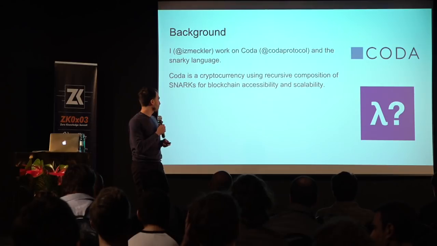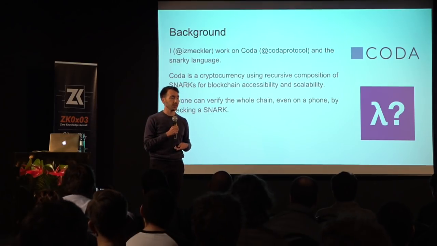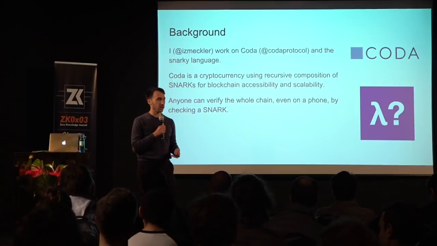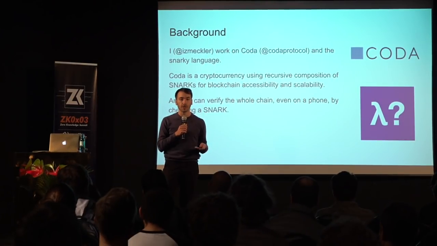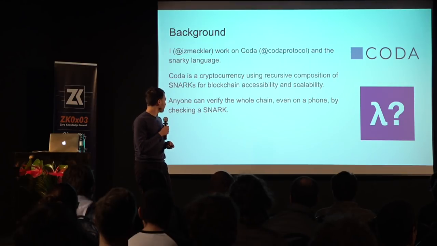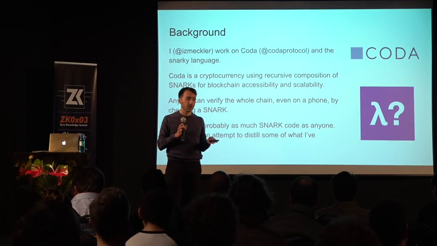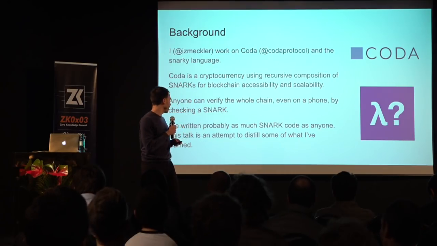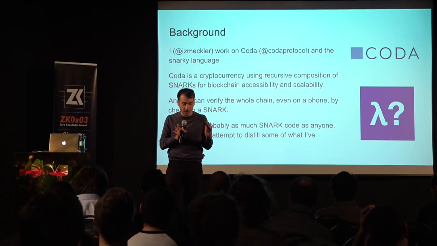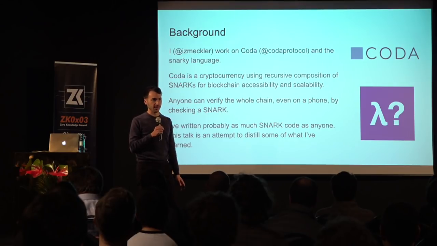CODA is a cryptocurrency that uses recursive composition of SNARKs for blockchain accessibility and scalability. Accessibility means basically anyone can verify the entire state of the chain, even on a phone, by checking a SNARK. If you saw the first talk, it's a similar concept. You can compress down the entire blockchain by using SNARKs. I've probably written as much SNARK code as anyone else, and this talk is an attempt to distill some of what I learned. This of course draws on the work of many people, but I hope you'll learn something.